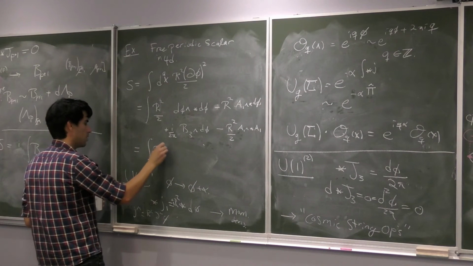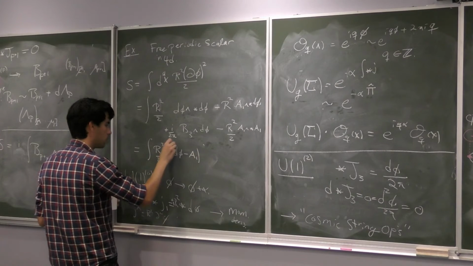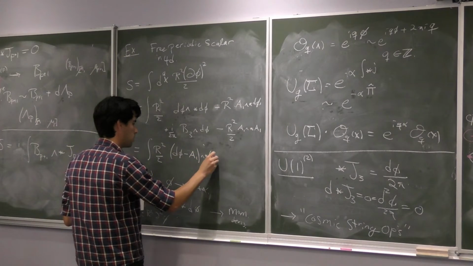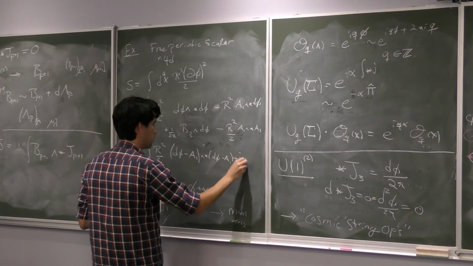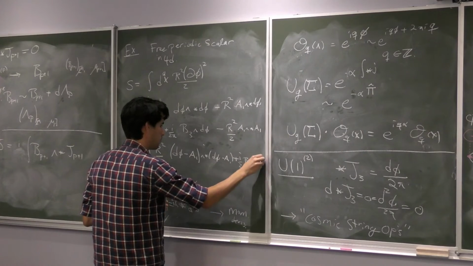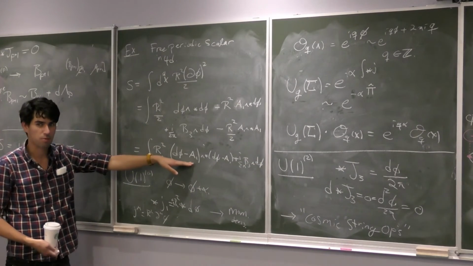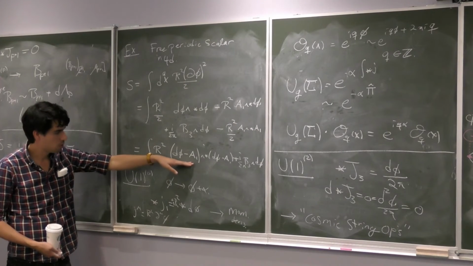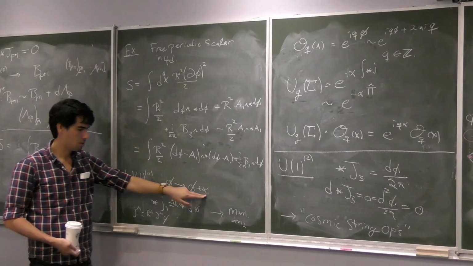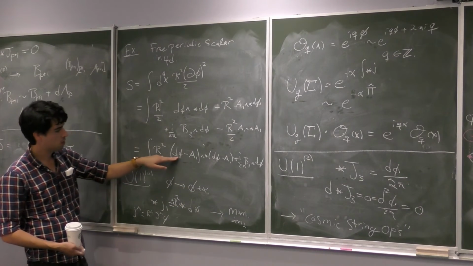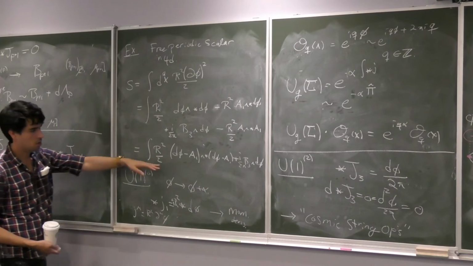So the action just looks like R squared over 2 d phi minus A1 wedge star d phi minus A1 plus i over 2 pi B3 wedge d phi. Essentially I just added the term to finish completing the square here. What we've done is introduce a background gauge field that corresponds to the shift in phi. So d phi minus A1 is a gauge invariant combination, and that's how you wrote it this way.